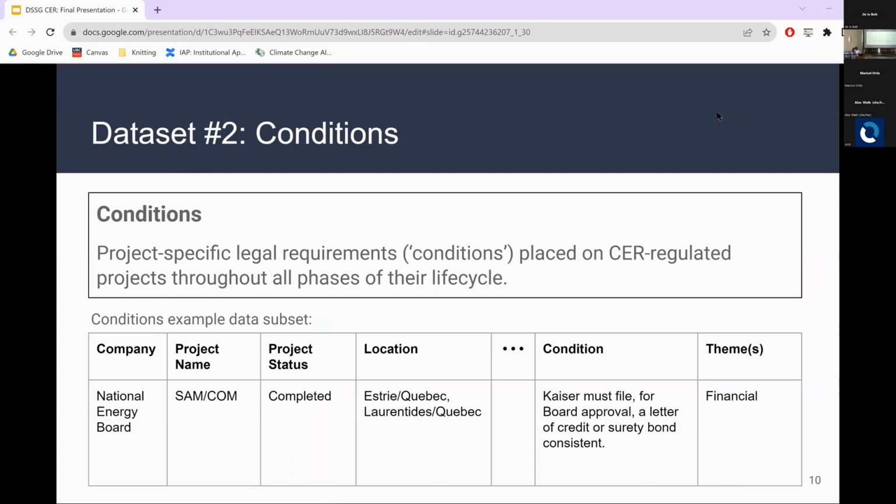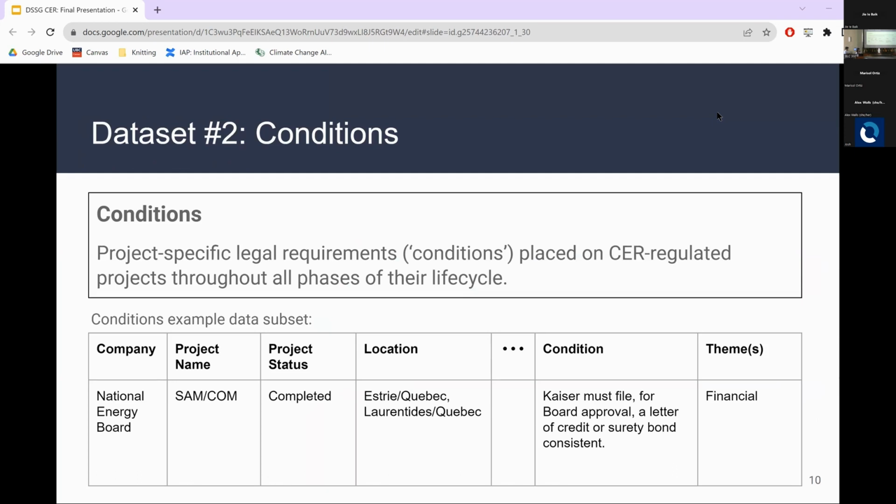So that was our first data set, and our second data set is called the conditions data set. Just as some background information, conditions refers to the project-specific requirements that CER places on companies that companies have to fulfill in order to be able to construct, operate, or abandon a project. And so these conditions are set in place by the CER in order to prevent harm, promote safety, and protect the environment.